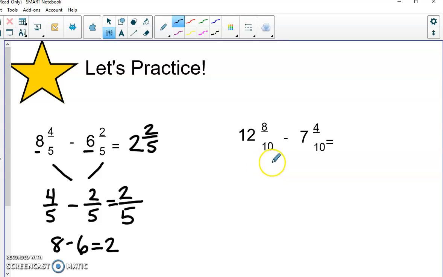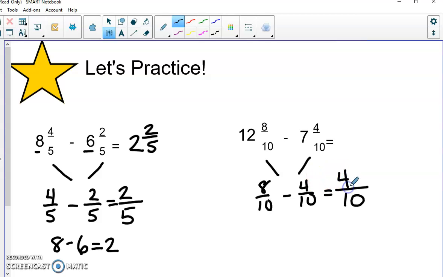My next problem, I need to take my two fractions, 8/10 and 4/10, and subtract those. My denominator stays the same as I'm subtracting, so my answer will be in tenths. And now I have to subtract my numerator. 8 take away 4 equals 4. Then I have to subtract my whole numbers.